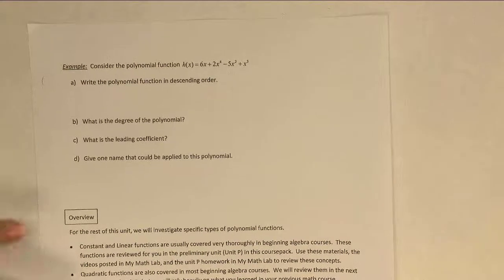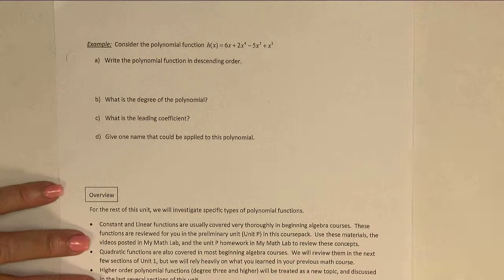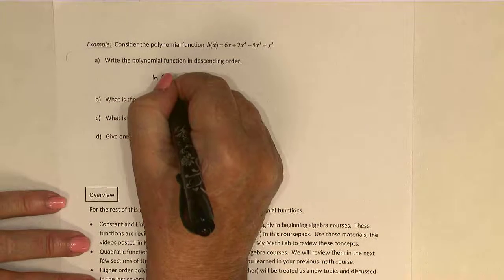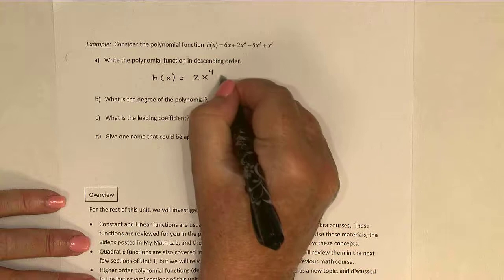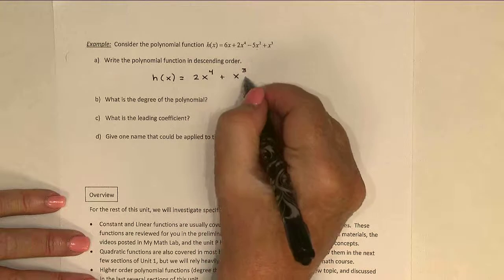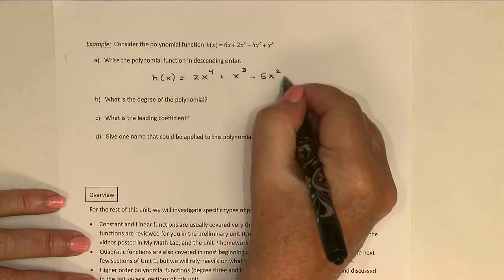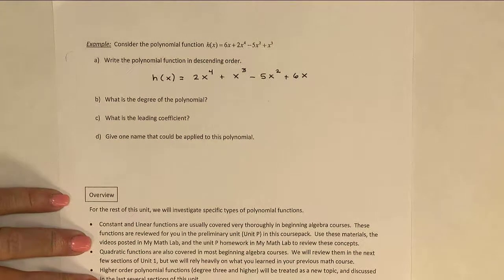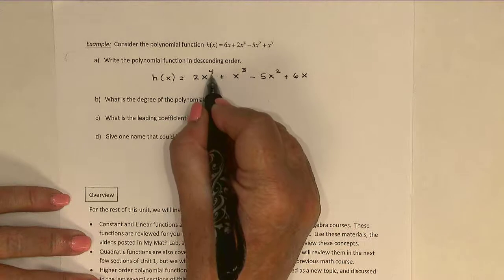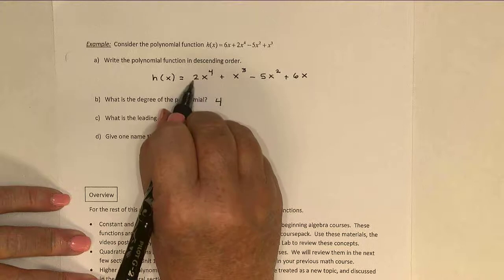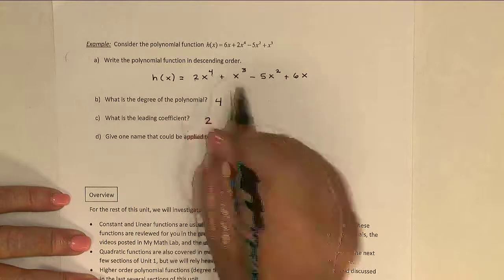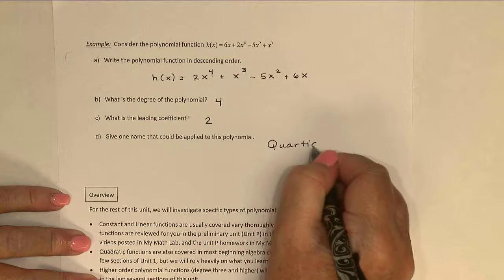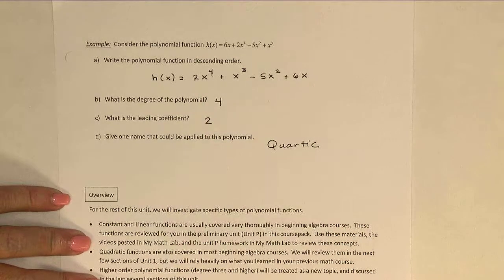Let's try this one more time. My next polynomial function, again starting with writing it in descending order, looks like the highest power here is the 2x to the 4th. And then I would have a plus x cubed, a negative 5x squared, and a plus 6x. There doesn't happen to be a constant term this time. Degree would be the 4, highest power, and that means the leading coefficient is the 2. We could refer to this as a quartic polynomial because of the degree 4. But with 4 terms, we don't really have a special name based on the number of terms. We would just refer to it as the generic name polynomial.